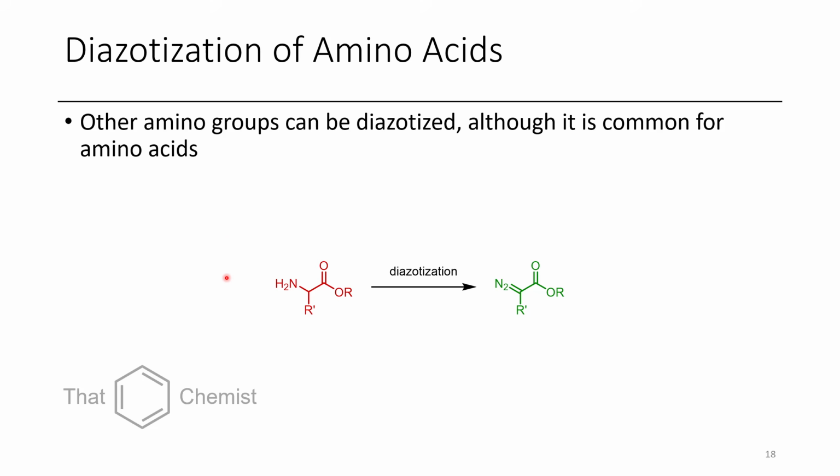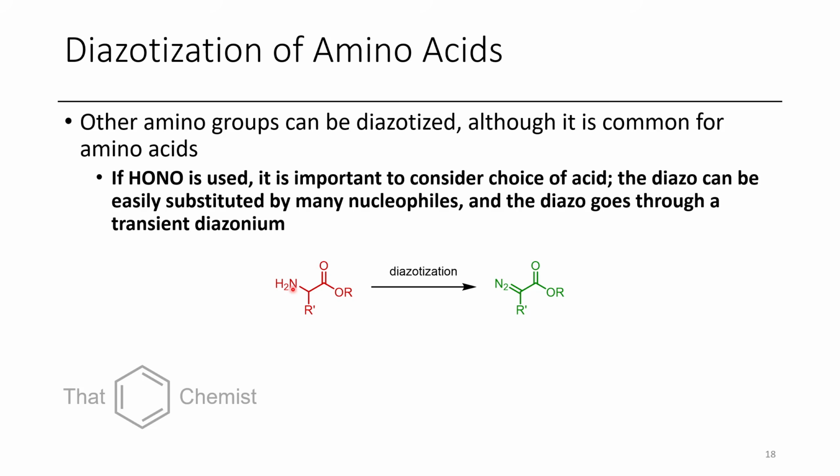Now, while I originally mentioned that this could be done on amino acids, this could be done on other groups with amino groups. It's just most commonly seen when you have an alpha carbonyl to the amino group. And so if you use nitrous acid, one thing that's worth considering is because this is forming a diazonium first, if you use something like HCl or HBr, you're going to get the chloride or the bromide corresponding to where this amino group was. So you have to choose your acid carefully if you're going to use nitrous acid.